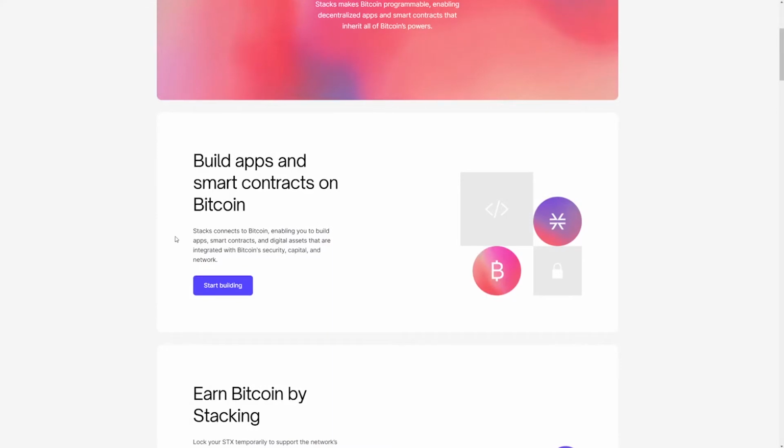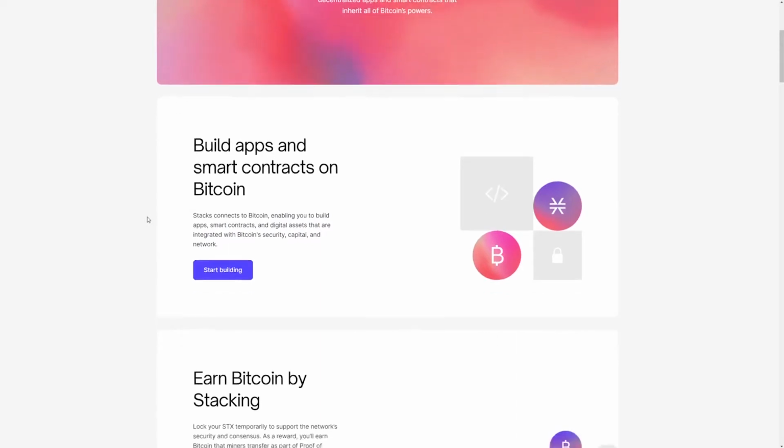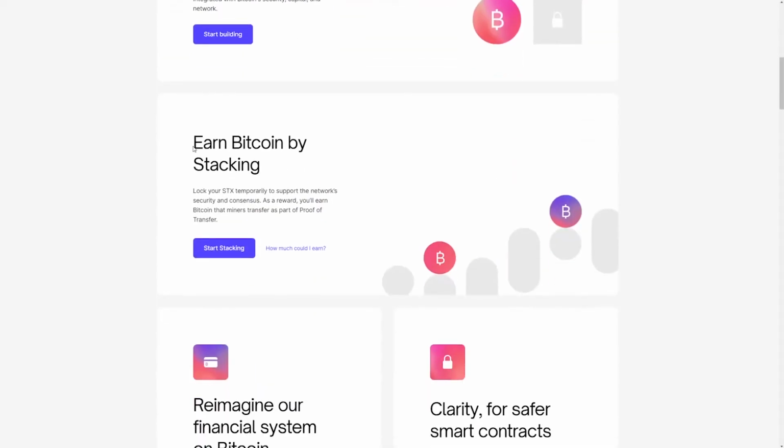On this platform of STX you can build apps and smart contracts. We will look into these in a second. Then also a very interesting feature in my opinion is earning Bitcoin by stacking. It's about locking your STX, which is the ticker for the STX token, temporarily to support the network security and consensus. So as a reward you will earn Bitcoin that miners transfer as a part of proof of transfer.